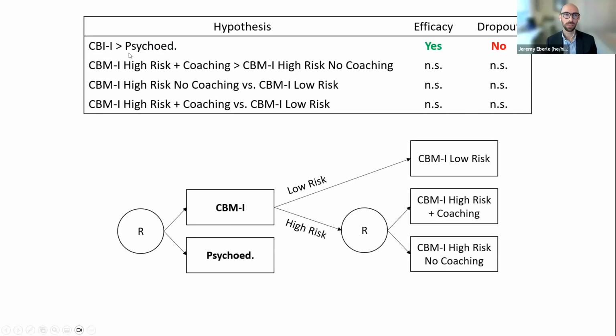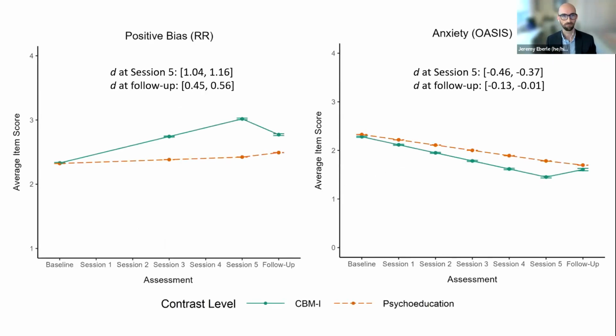We found that the CBMI group did improve significantly more than the psychoeducation group in terms of efficacy. Interestingly, we found that the CBMI group had higher rates of dropout than the psychoeducation group. I'll go into those results a little more in the next 2 slides. In terms of our stage 2 comparisons of the various groups, we didn't find any significant differences, across all of our outcomes for efficacy and also for dropout. So I'm going to focus on the CBMI versus psychoeducation comparison.